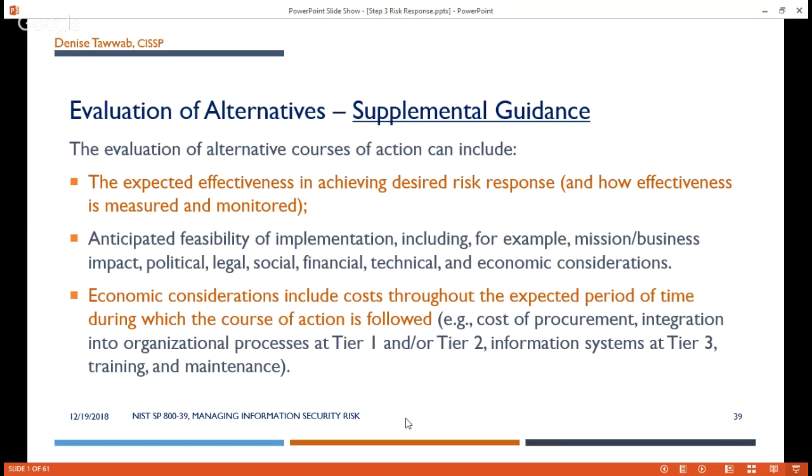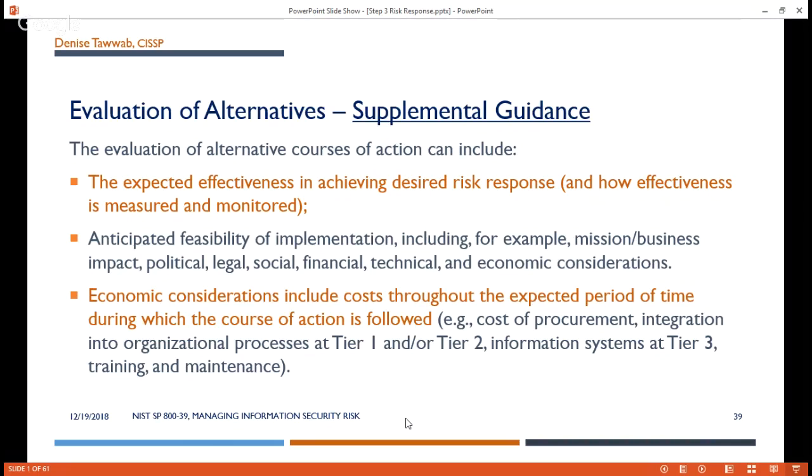Anticipated feasibility of implementation, including, for example, business impact, political, legal, social, financial, technical, and economic considerations. Economic considerations include costs throughout the expected period of time during which the course of action is followed. For example, the cost of procurement, integration into organizational processes at tier one and or tier two, information systems at tier three, training and maintenance. So when you're evaluating courses of action, you want to look at the full life cycle and understand that it's not just the cost of solution.